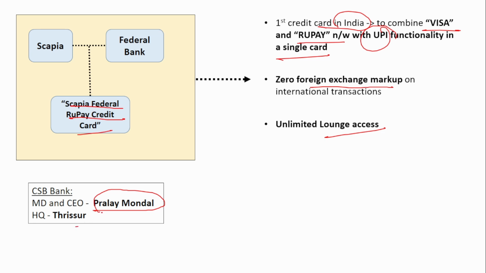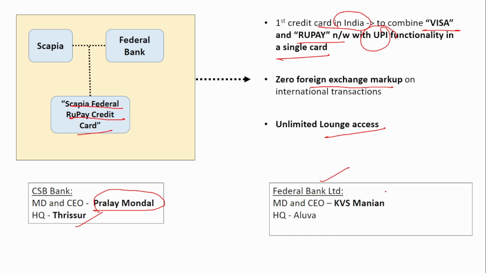Okay, headquarter is in Thrissur. Then Federal Bank MD and CEO is KVS Manian. Remember, headquarter is in Aluva. Remember the bank name, the headquarters. Okay, remember the two entities in both the news.